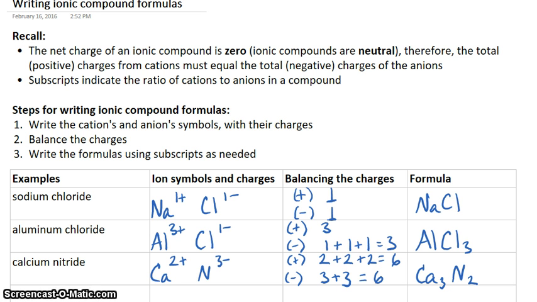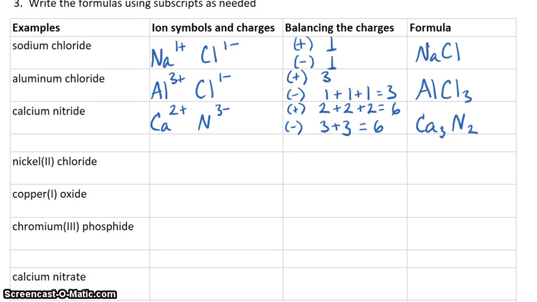Now let's look at the case where we have multivalent ions, and it's the same thing here. We have nickel(II) and we have chloride. So first we'll look up the symbol for nickel, and that's Ni. And the Roman numerals there indicate to us which charge of nickel we're talking about. So we're talking about nickel with a 2 plus charge. Chloride, we already know, is Cl, and it has a 1 minus charge.